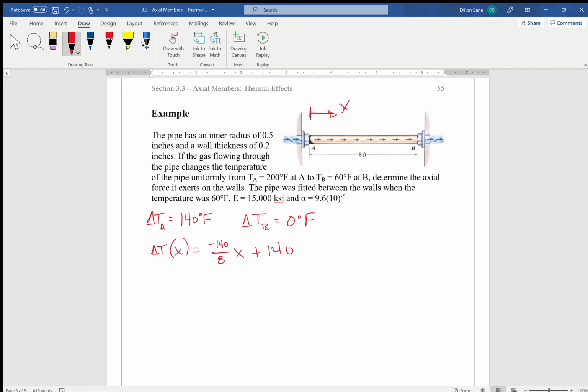So that is coming up with an equation for delta T. When X is equal to 0, in this equation, delta T is equal to 140, which is what we know. And when X is equal to 8 feet, our delta T comes out to be 0 from the equation, which is also what we know from the information that was given.